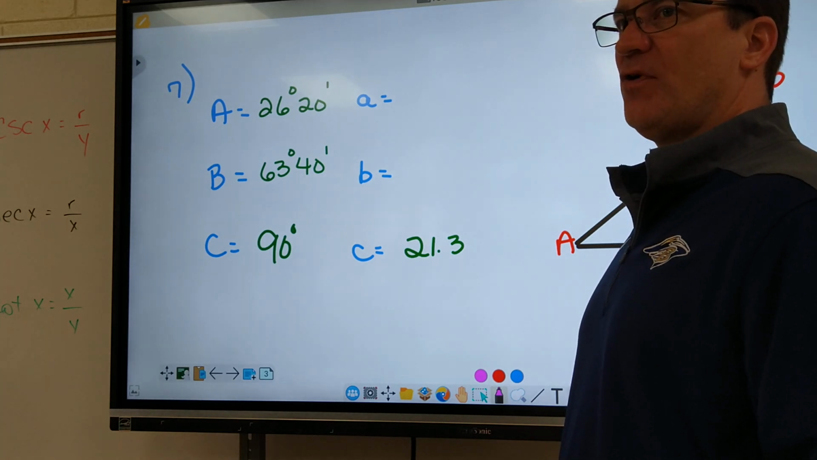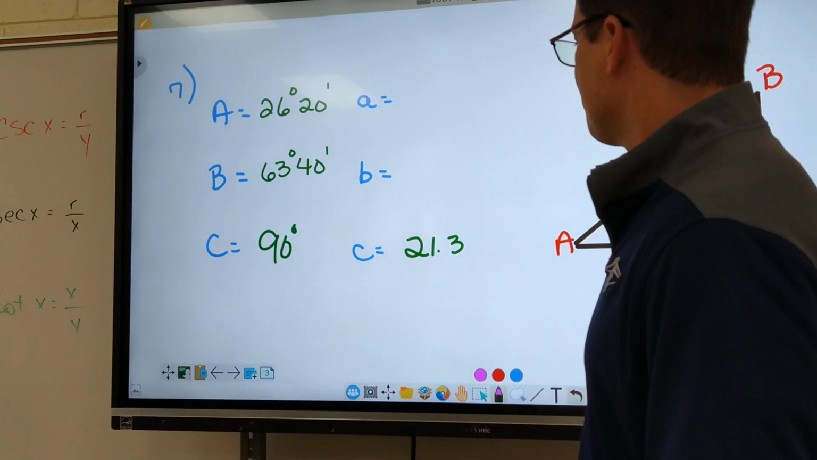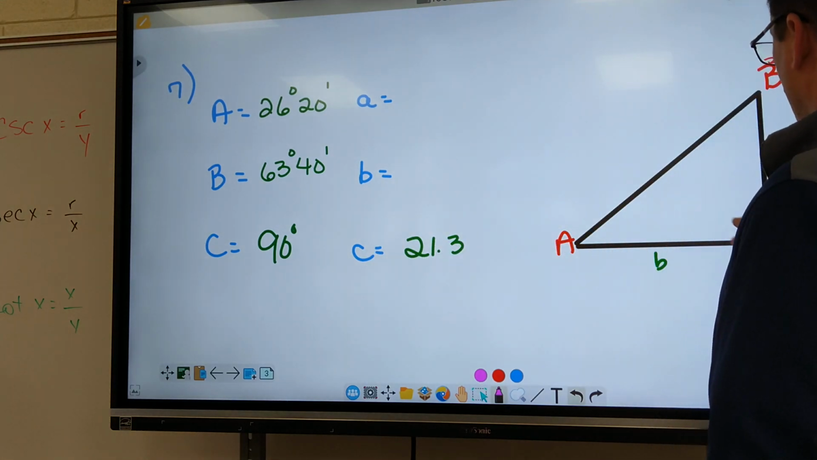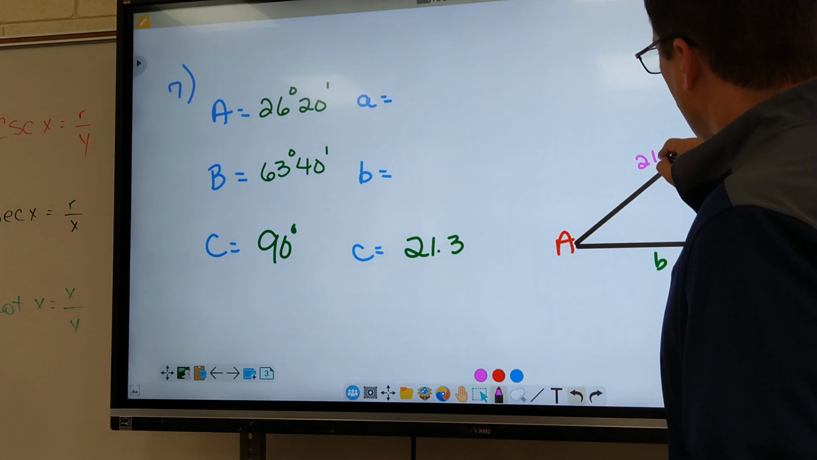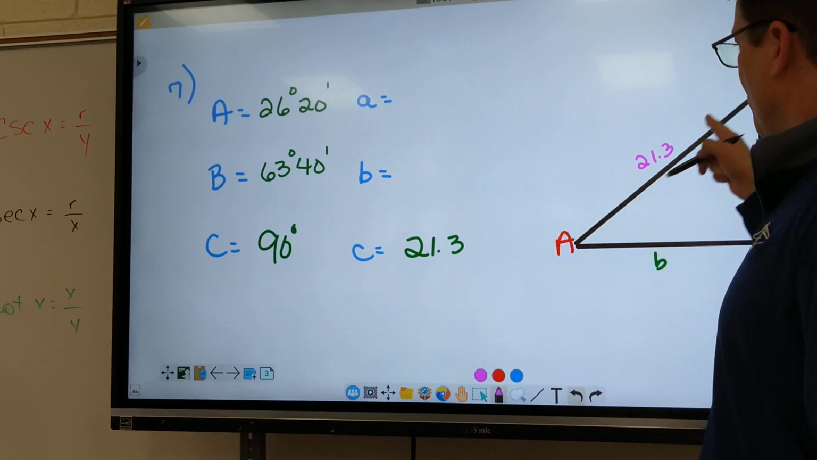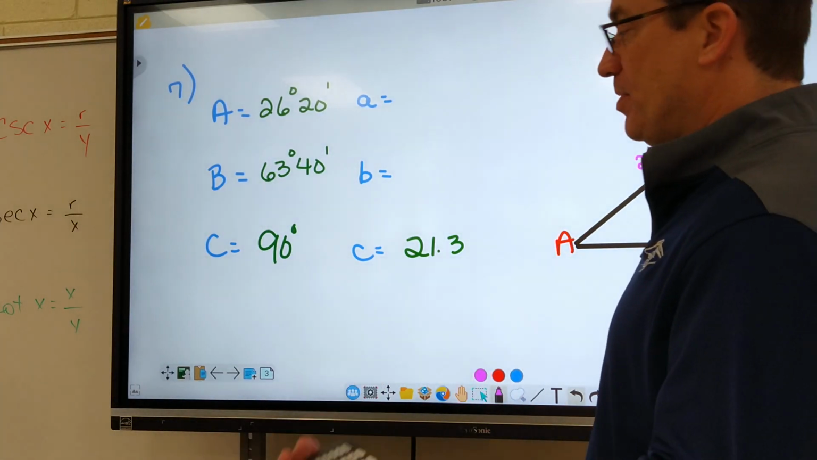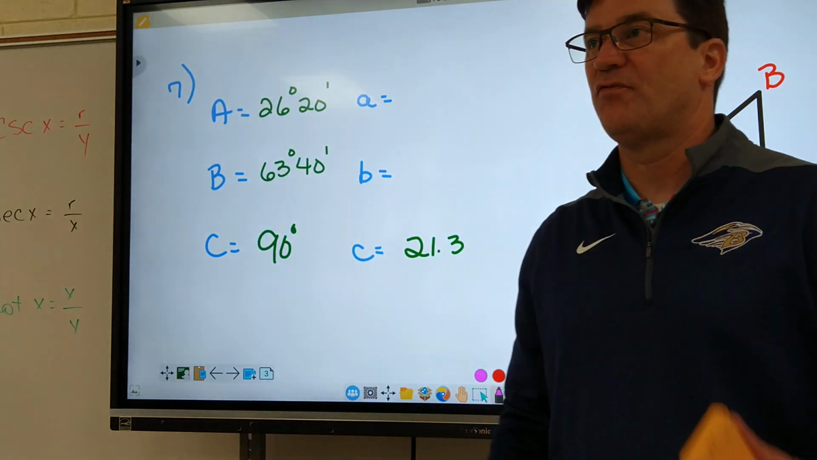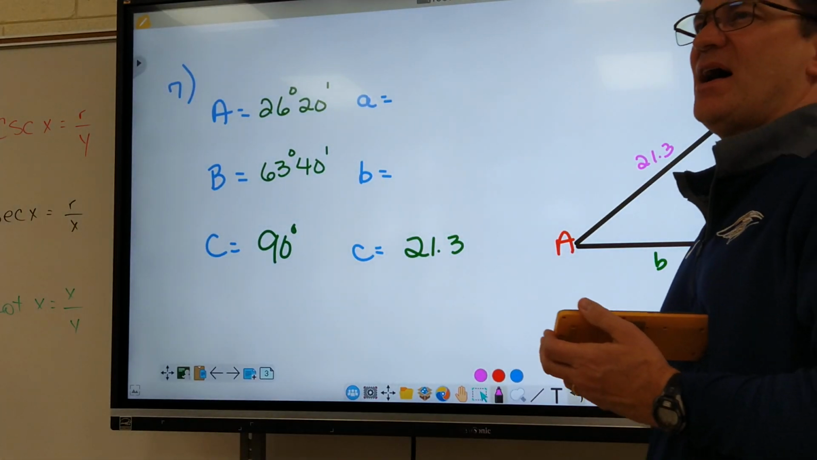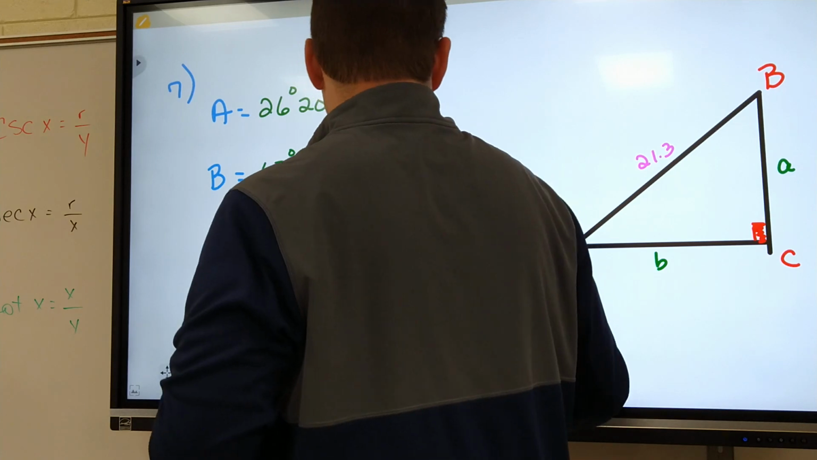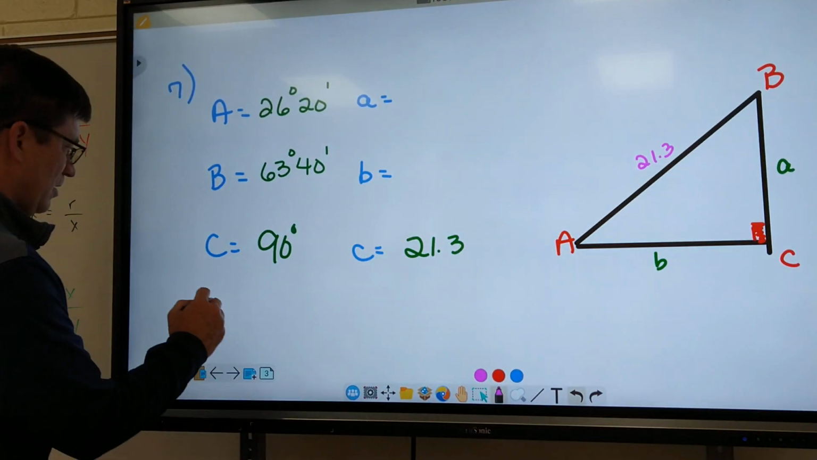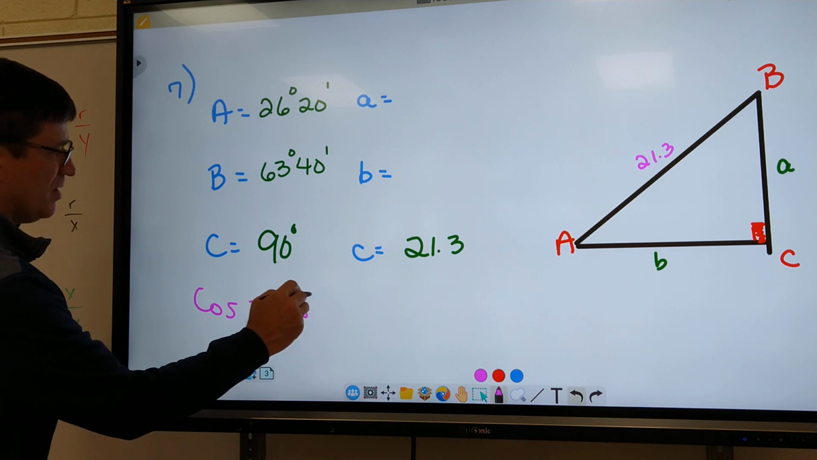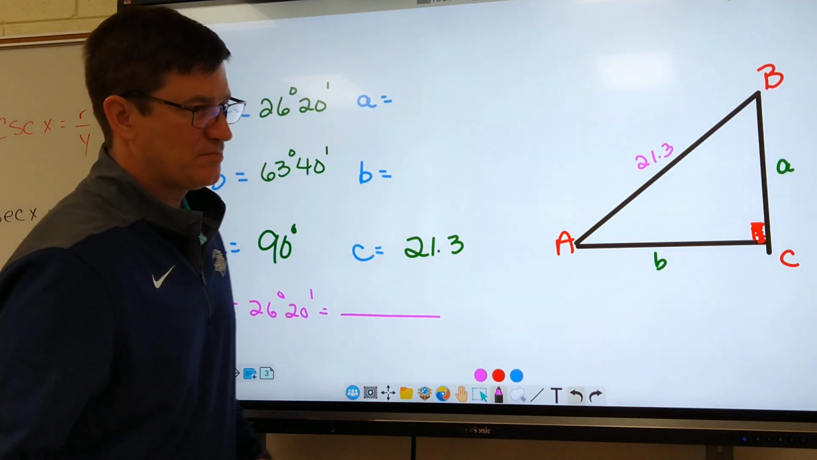All right, any question before I do something else? All right, Ashlyn, it says side C is 21.3. That's got to go across from angle C. That's my hypotenuse, right? So again, I got to pick a formula that's got hypotenuse in it. Y'all look on the board, find a formula that's got hypotenuse. We did sine last time. Let's do cosine this time. Doesn't matter. So I'm going to do cosine of 26 degrees, 20 minutes equals.